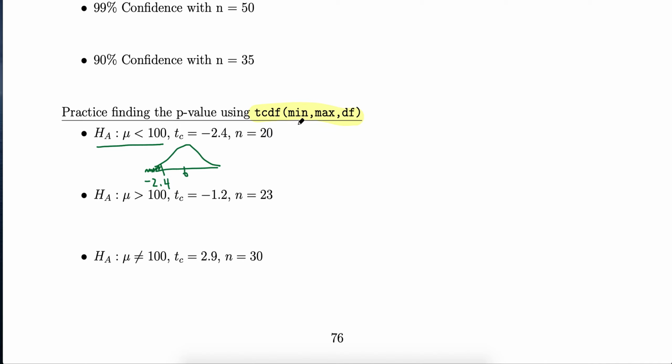You're going to input your min and your max, your lower and your upper, but then you also need to tack on degrees of freedom to let your calculator know how much wiggle room you need in the tails there. So in this case, our p-value is going to be t-CDF. Our lower is negative infinity, so put whatever your favorite big number is, up to our upper of negative 2.4.